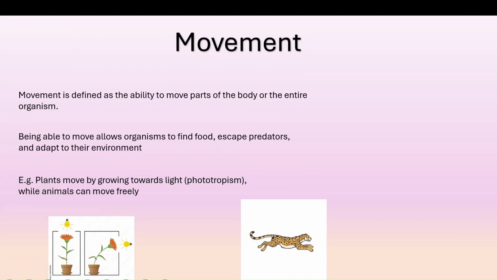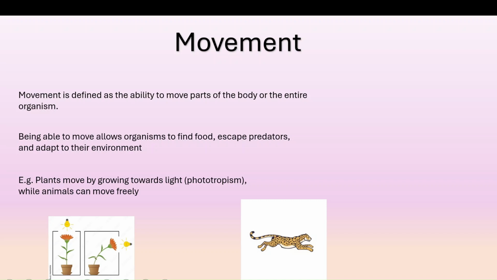So first is movement. Movement is defined as the ability to move parts of the body or the entire organism. Being able to move allows organisms to find food, escape predators, and adapt to their environment.